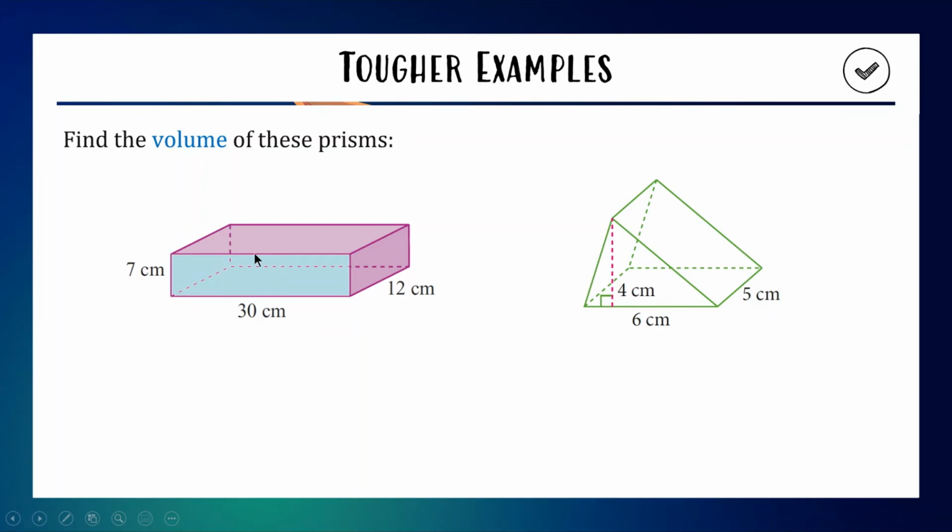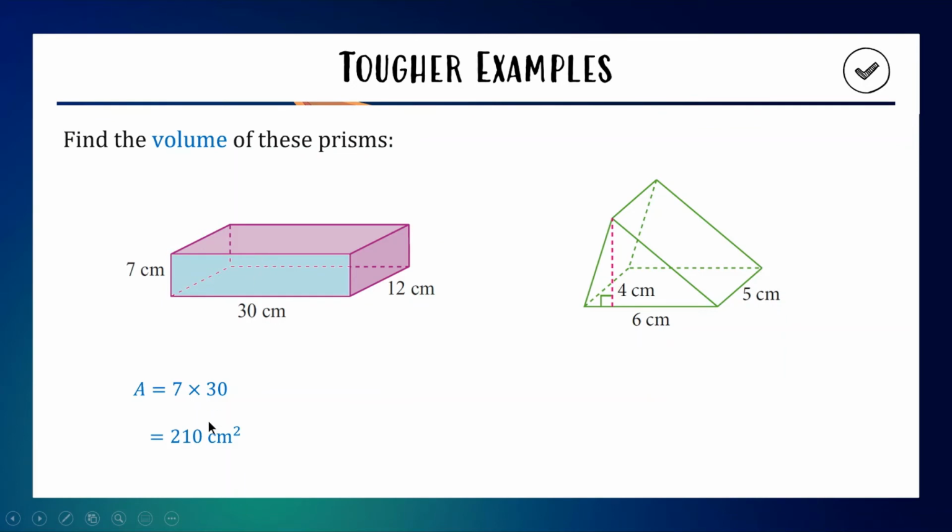So to find the area at the front, we need to be doing 7 multiplied by 30, base times height. We know 7 times 3 is 21, so 7 times 30 must be 210. It's an area, so we're going to have square centimeters. So 210 is the area of the blue face at the front.